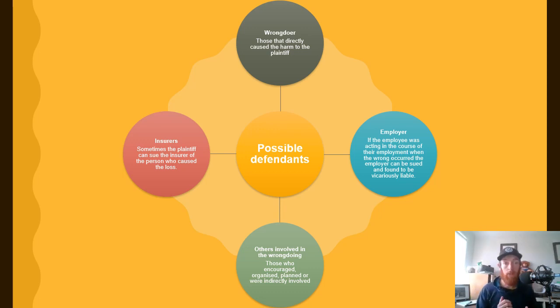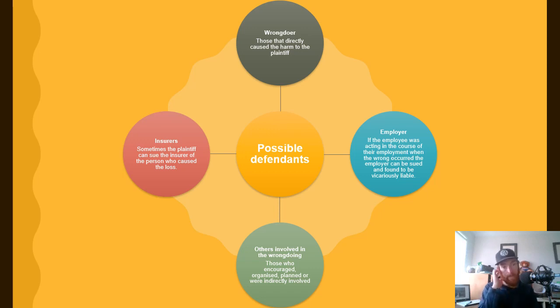So first up, we've got the wrongdoer, the person who causes the harm to the plaintiff. They're the most obvious one. Nine times out of 10, it is going to be the wrongdoer being the defendant in that case. Then we've got insurers.